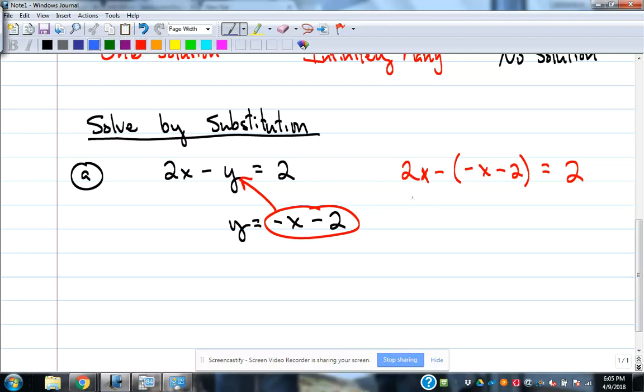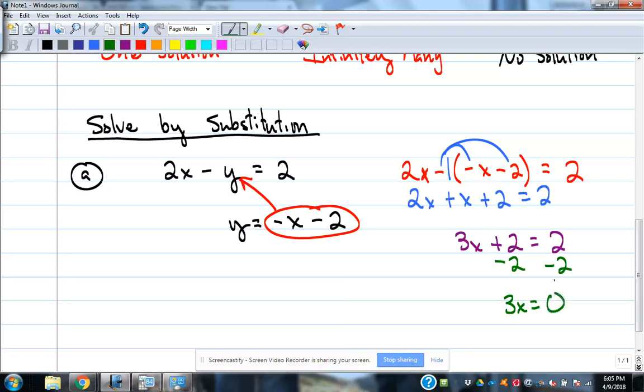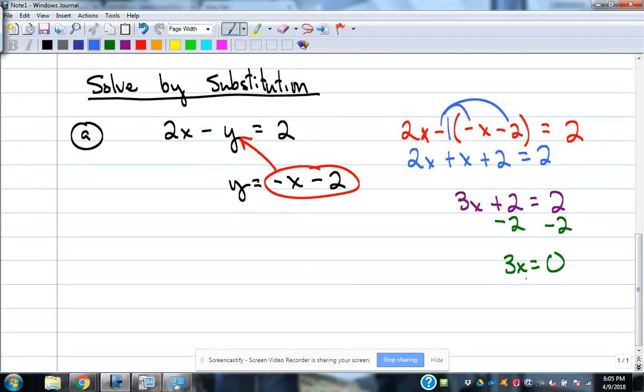So if I do that, I'm going to have 2x. I'm going to distribute this negative 1 that's there. So that's going to be positive x and positive 2. And then simplify. X plus x would be 3x plus 2 is equal to 2. And then get x by itself. So I would then subtract 2 to get 3x by itself. And that's 0 over there. And that's pretty easy division. Divide by 3. 0 divided by 3 is 0. So there I have an x value that I found.